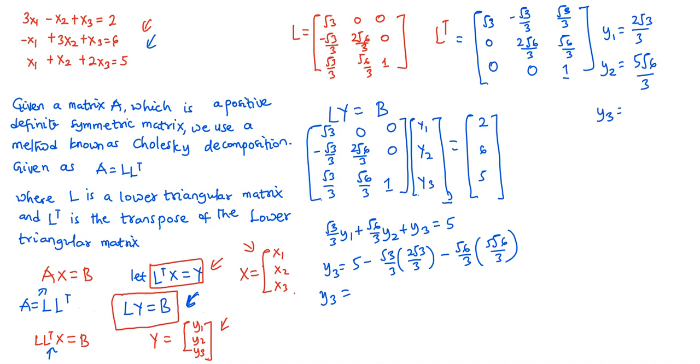So this will give us a value of 1 for y3. Now let's use this formula to find the x values, which are the variables x1, x2, and x3. Okay, so now we have y3 to be 1. At the end, our y will be equal to 2 root 3 on 3, then 5 root 6 on 3, and then 1. This will be our y. So now let's find the unknown variables x.